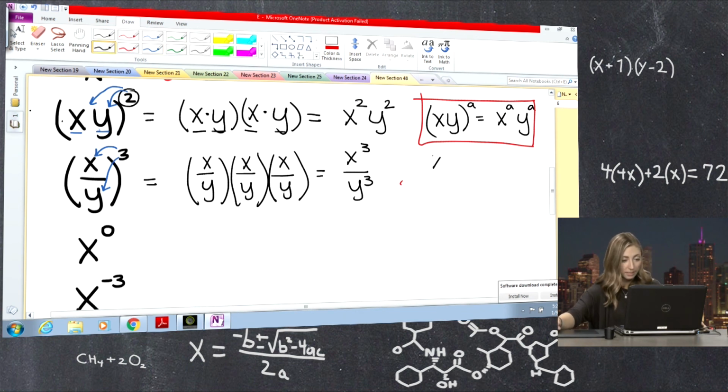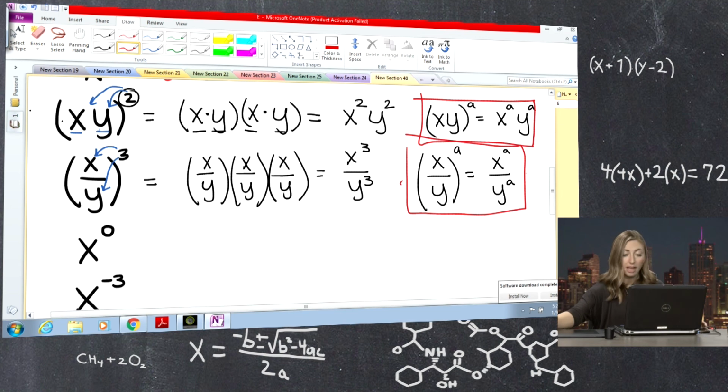So to generalize this, again, I'm going to say x over y, to the a power. If I simplified that, I have x to the a power over y to the a power. Last couple ones.